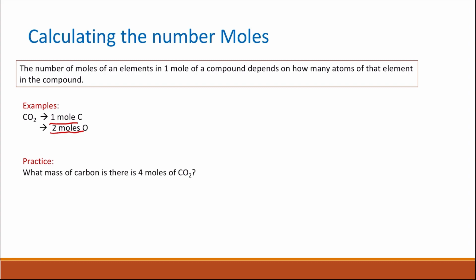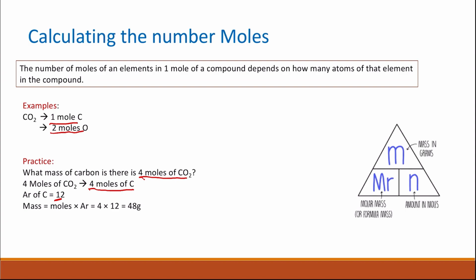You can calculate the mass of a particular element or of a particular atom within a compound if you know the number of moles of that particular compound. For example, what would be the mass of carbon in 4 moles of carbon dioxide? 4 moles of carbon dioxide will contain 4 moles of carbon. Now, the relative atomic mass of carbon is 12.